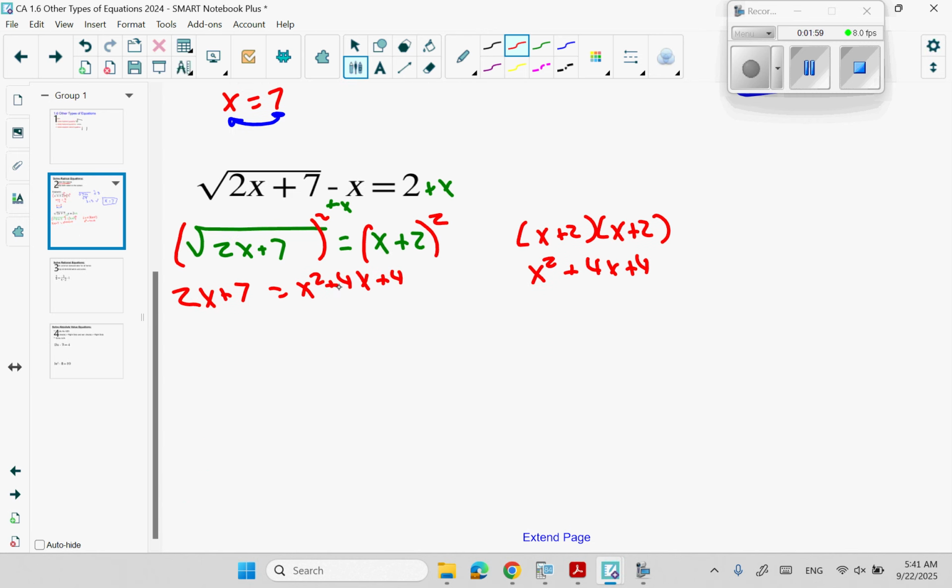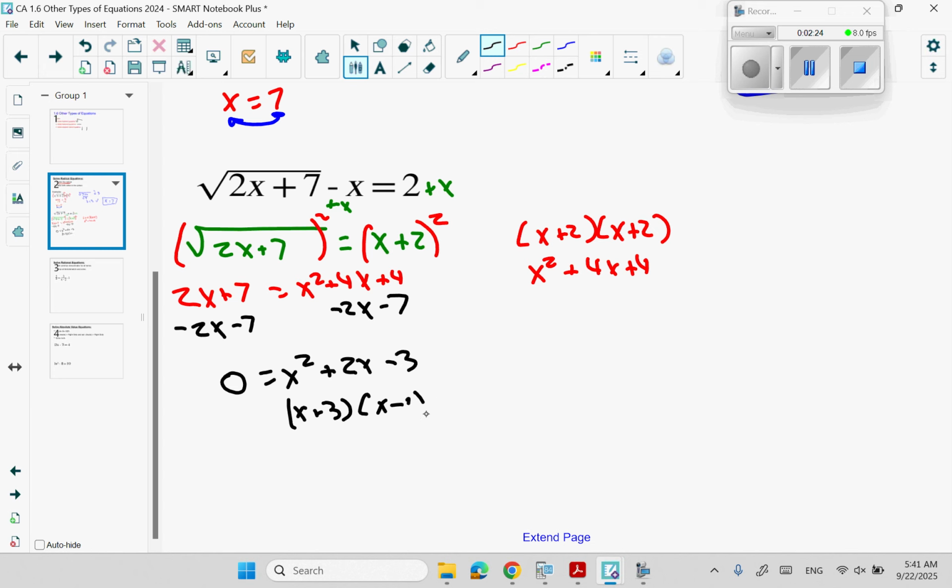Because I have x squared and some regular x terms, I know I'm probably going to solve by factoring, which means I want to get one side equal to 0. So we get 0 equals x squared, 4x minus 2x is 2x, 4 minus 7 is negative 3. We can factor this. What multiplies to negative 3 and adds to positive 2? That sounds like plus 3 and minus 1. So my potential solutions using the zero product property are going to be negative 3 and positive 1. Again, setting both those parentheses equal to 0.